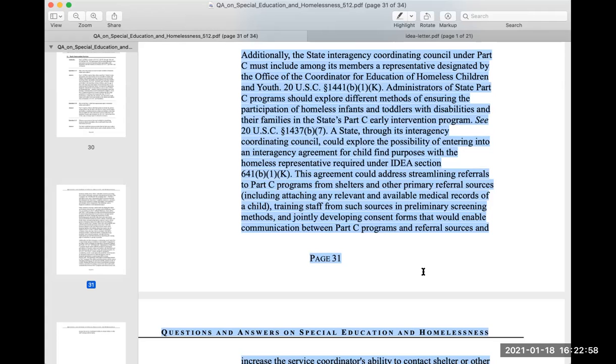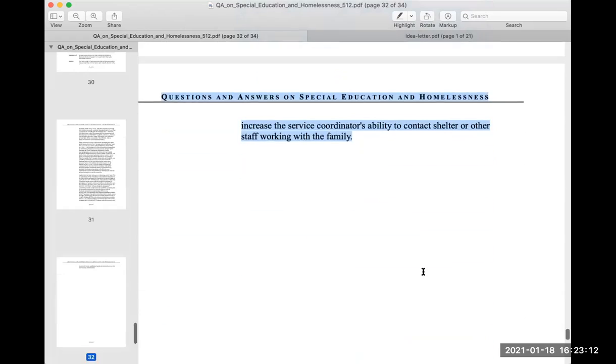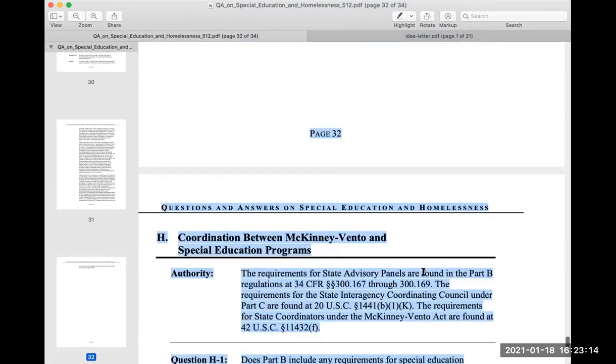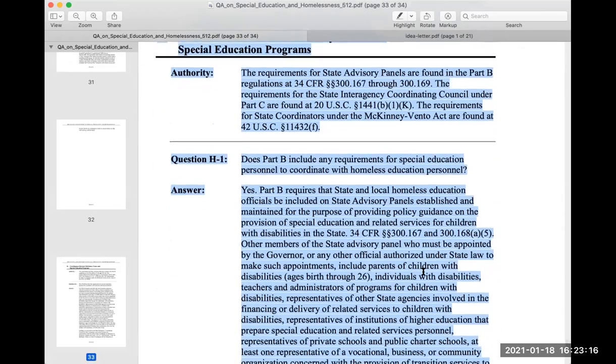How do the Part C child find requirements apply to homeless infants and toddlers? Part C requires the state's child find system to include the policies and procedures that the state will follow to ensure that all infants and toddlers, including homeless infants and toddlers, in the state who are eligible for early intervention services under Part C are identified, located, and evaluated.